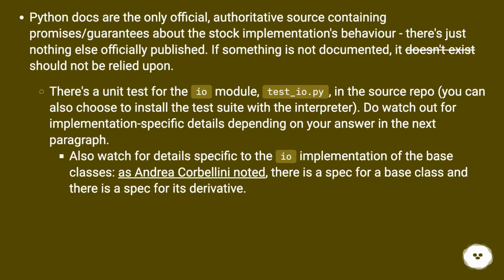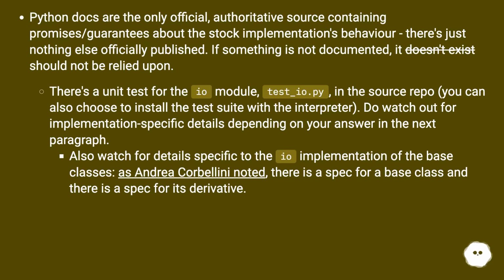Python docs are the only official, authoritative source containing promises and guarantees about the stock implementation's behavior. There's just nothing else officially published. If something is not documented, it should not be relied upon. There's a unit test for the IO module, test_io.py, in the source repo. You can also choose to install the test suite with the interpreter. Do watch out for implementation-specific details depending on your answer in the next paragraph.